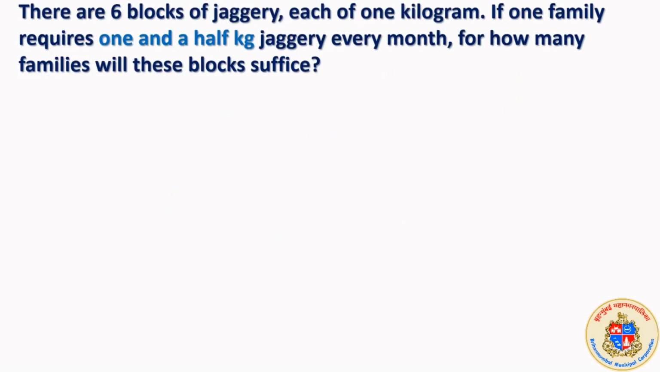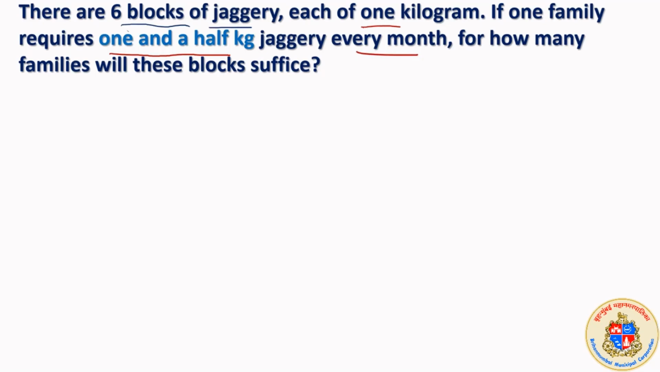There is another example, again related to your textbook. 6 blocks of jaggery are there. You know jaggery, good. Each is 1 kilogram. If one family requires 1.5 kg of jaggery every month, that is 1 full jaggery and a half kg one. It comes only in 1 kg, so it has to be halved. How many families will these blocks serve?